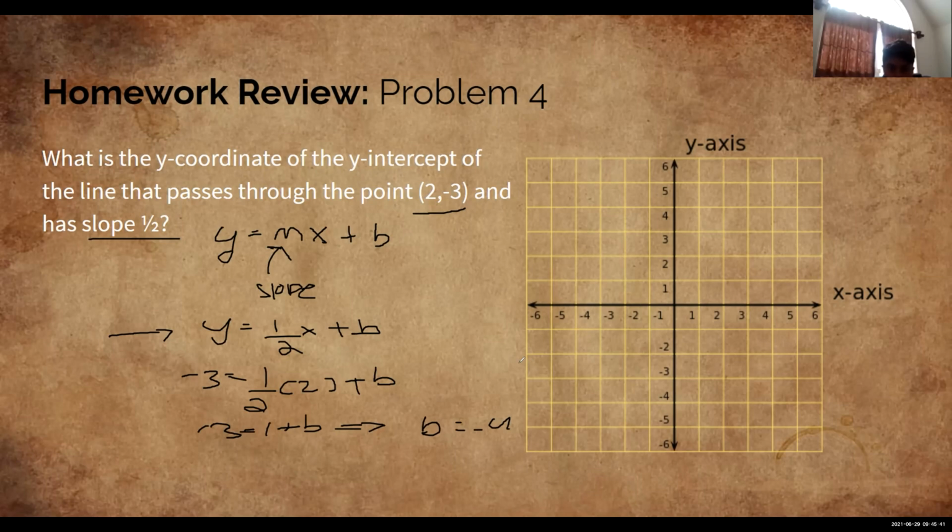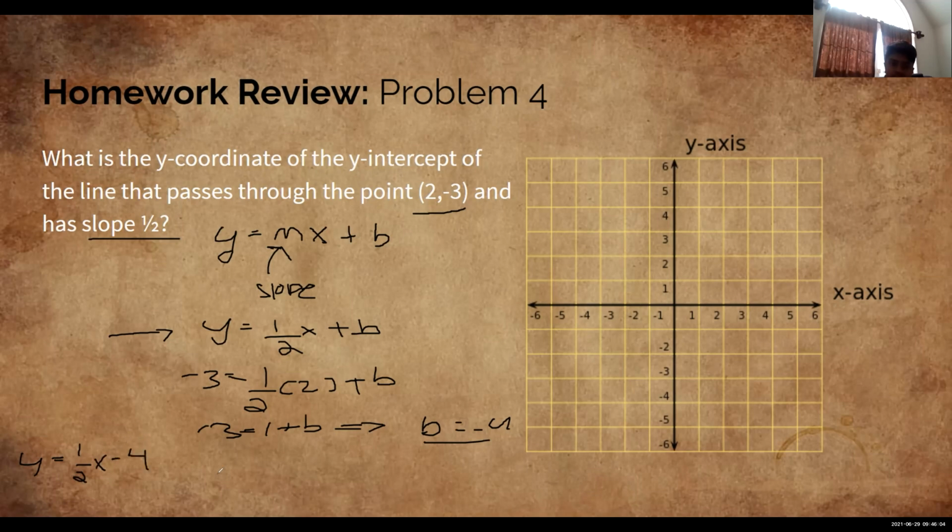So all we do is substitute m with the slope, and then we substitute the point into the equation, and then we solve for b. After everything is done, we get y is equal to 1/2 x minus 4.